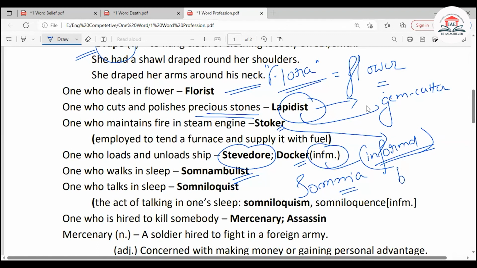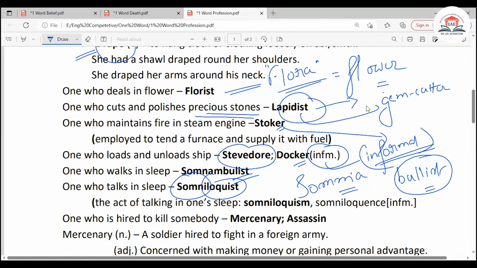Somnia. Ambulist. Who is an ambulist? A walker. Right? One who walks is called ambulist. Somnia means sleep, slumber. Now, somnambulist or somnambulism. This is a person who walks in sleep. This is a disease in which a person is supposed to talk in sleep. One who talks in sleep, one who walks in sleep. And one who talks in sleep is called somniloquist. So we have somnia, it is clear.